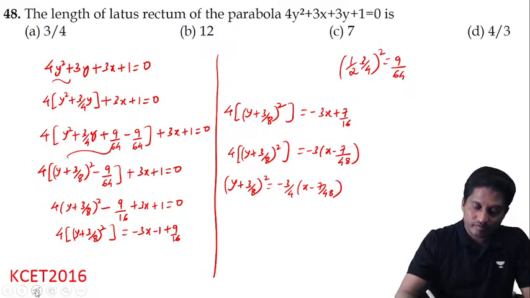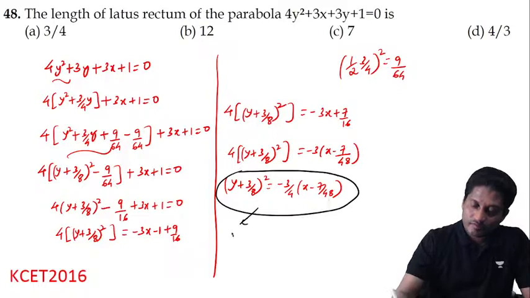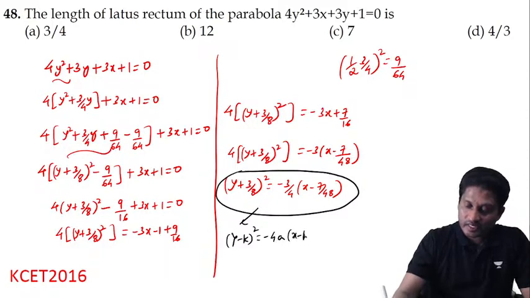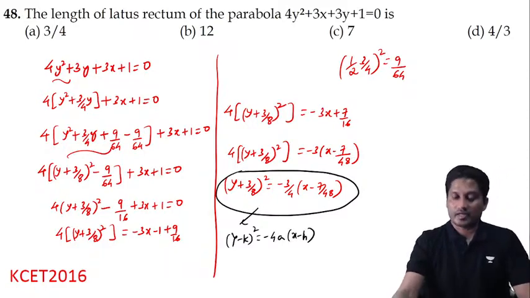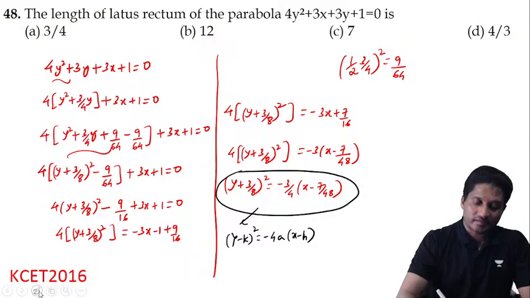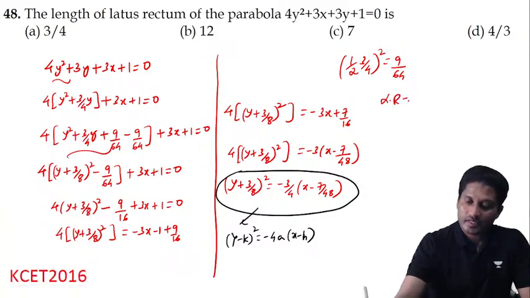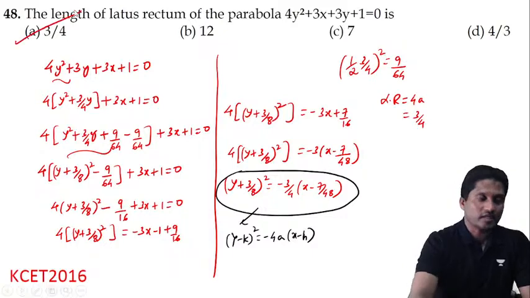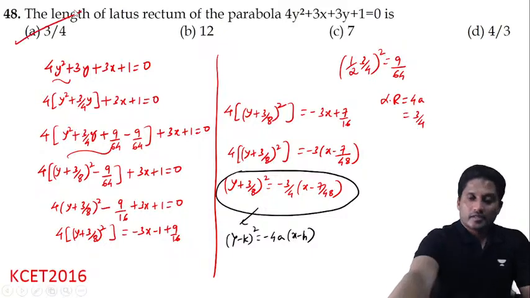So this is of the form y minus k the whole square is equal to minus 4a into x minus h, a transformed downward parabola. Length of the latus rectum is 4a. In place of 4a, I have 3 by 4. So the latus rectum is 3 by 4. Let's move to the next question.